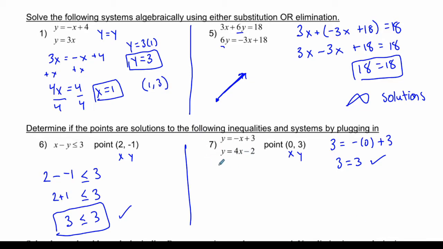Second equation, 3 equals 4 times 0 minus 2. 4 times 0 is 0. Now, is 3 equal to negative 2? No. That is not correct. So this is not a solution. So (0, 3) is not a solution.